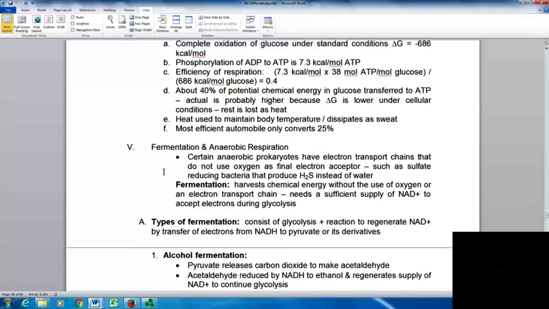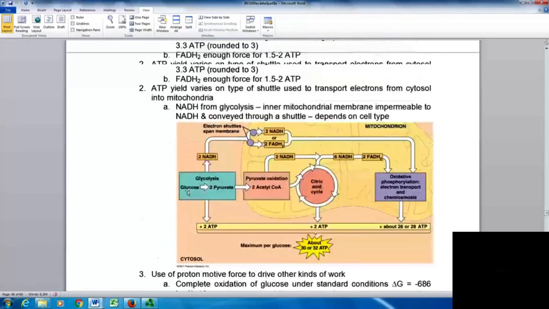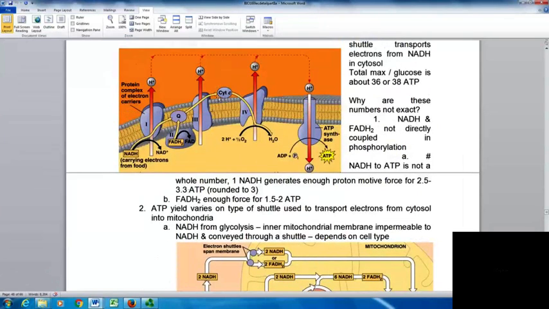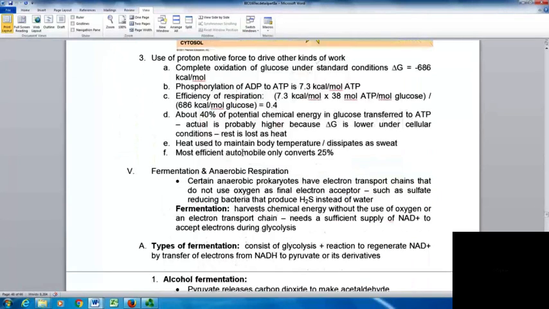When we look at anaerobic respiration, there are certain anaerobic prokaryotes that have electron transport chains that don't use oxygen as the final electron acceptor. In our electron transport chain, oxygen is the final electron acceptor. Here, where we are dumping off these electrons, is here on the oxygen. An example would be the sulfate-reducing bacteria. They're going to produce H2S here instead of water, so they will produce a sulfur product instead.